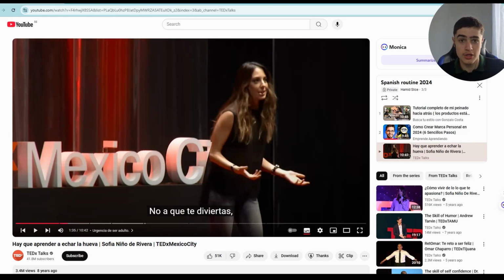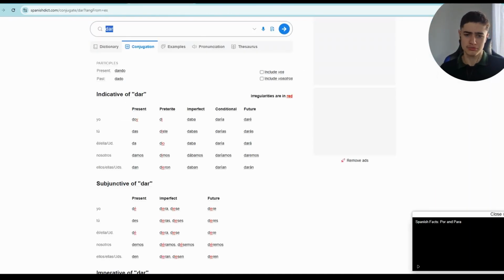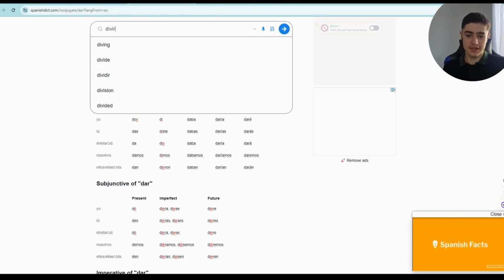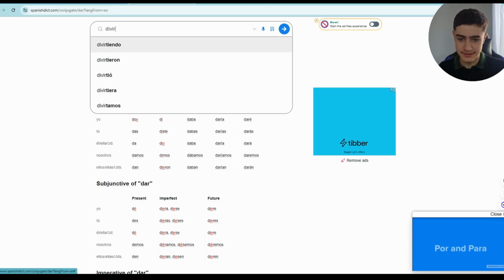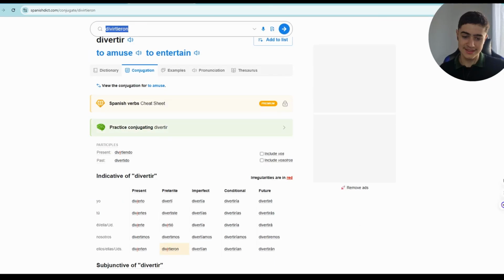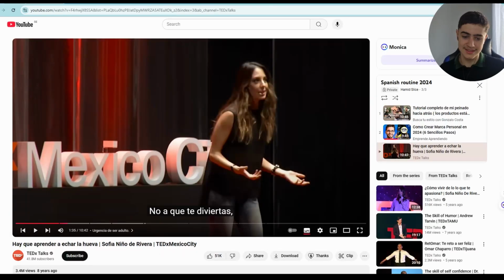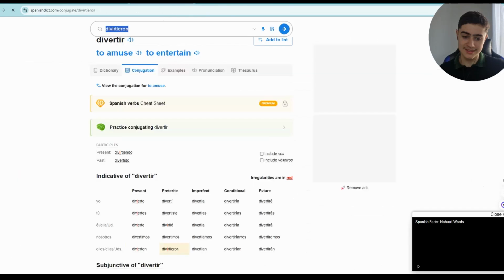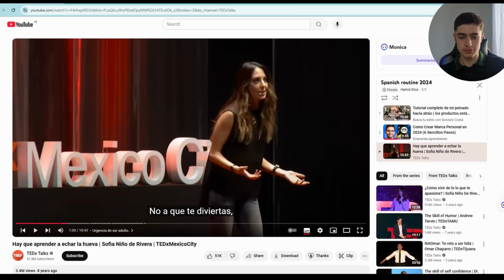So we know that divertido is fun. So to have fun would be to divertirse, or whatever the verb is. Actually, let's find out the verb. I didn't know that verb before. Divertir, to amuse, to have fun. So to have fun would be to divertirse, to entertain yourself, to amuse yourself, for example. Boom, now that's a new thing I actually just learned. And that's the beauty of the exercise.